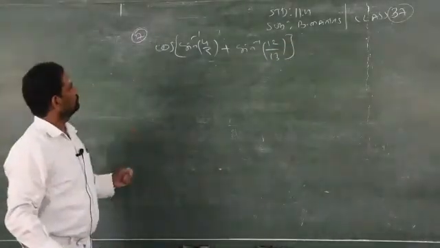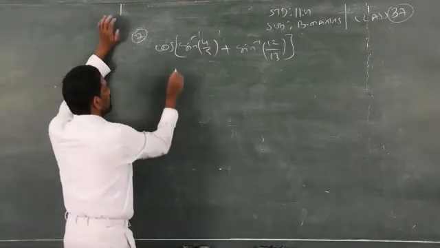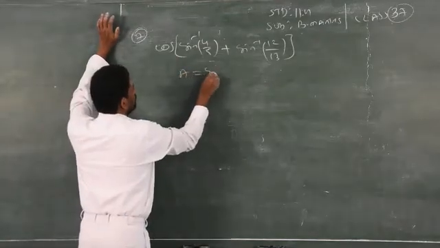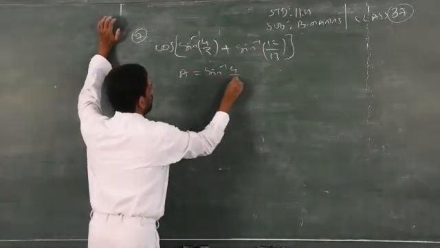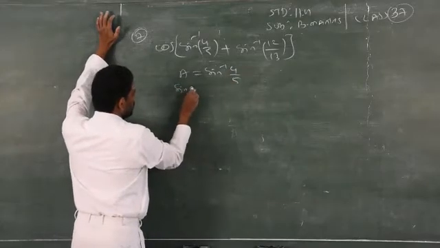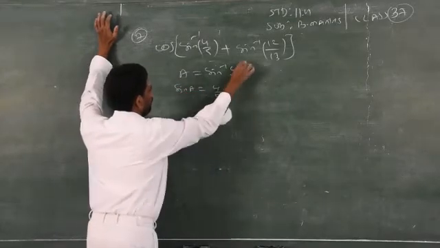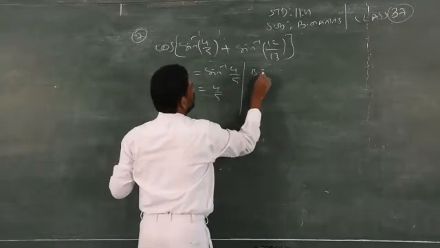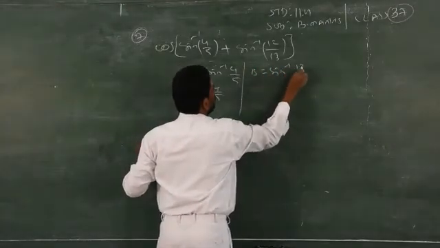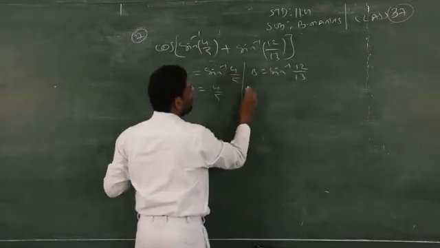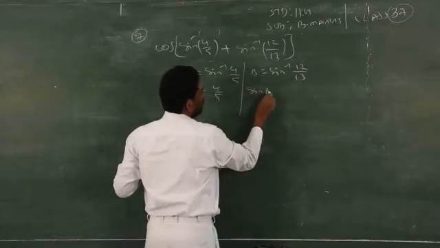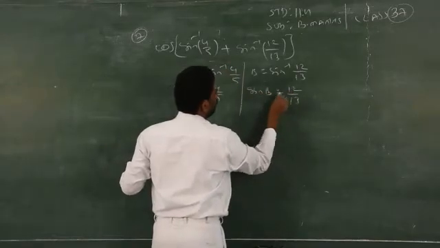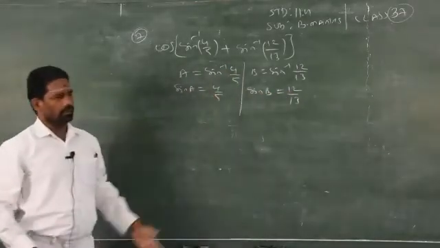As usual, you can consider this as A or B, your wish. A is equal to sin inverse of 4 by 5. Transferring, we get sin A is equal to 4 by 5. Similarly, B is equal to sin inverse of 12 by 13. Transferring to the left side, sin B is equal to 12 by 13. I got sin A and sin B.